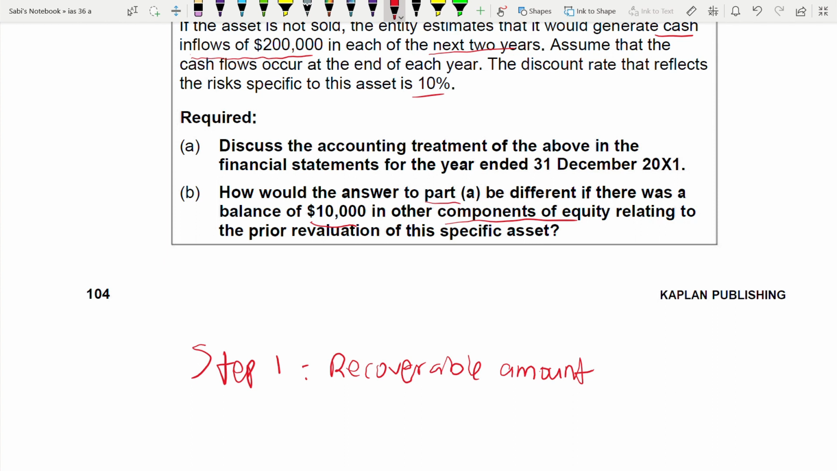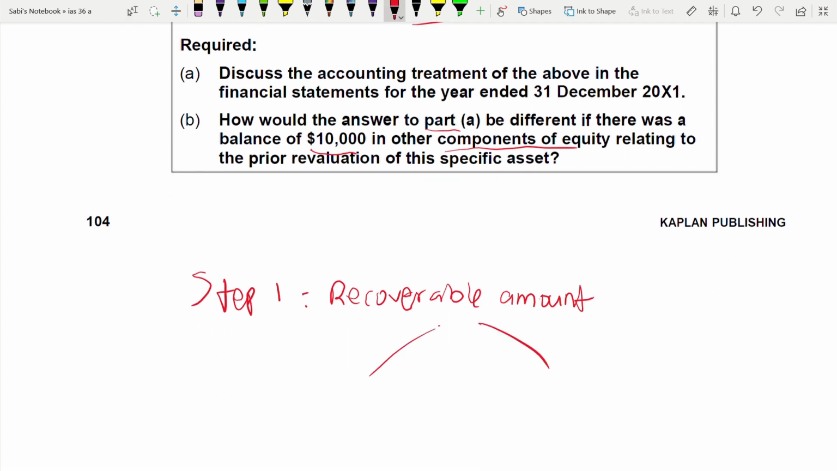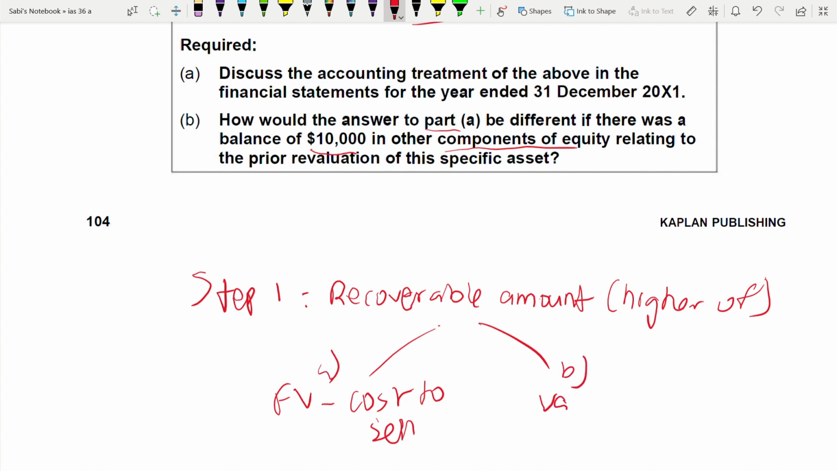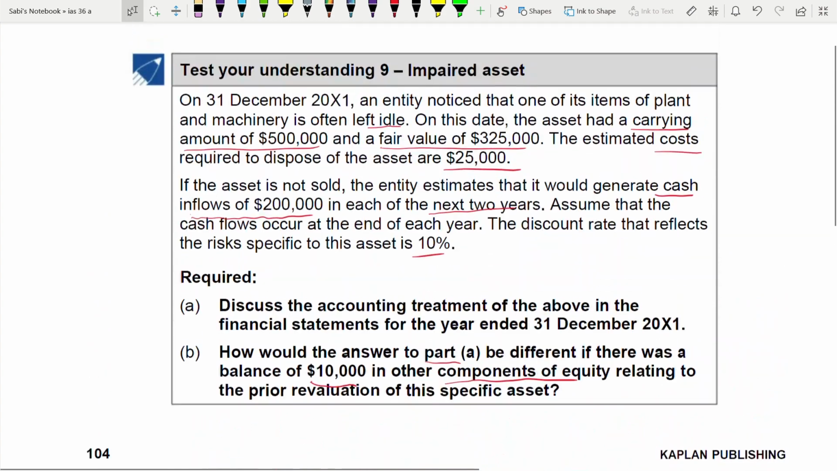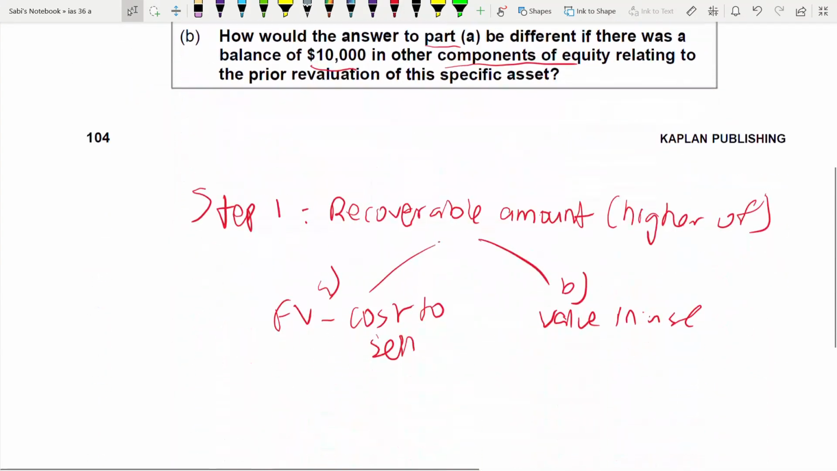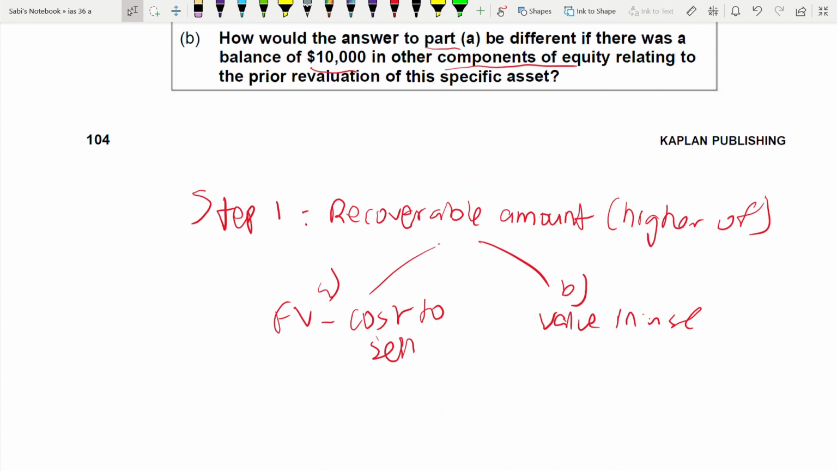The recoverable amount is the higher of A, fair value less cost to sell, or B, value in use. That means if you keep the asset, what is the value you are getting? And if you sell, then fair value less cost to sell. So first we'll find the fair value less cost to sell. Fair value is 325,000. Cost to sell is 25,000. So if you deduct both, it is 300,000.